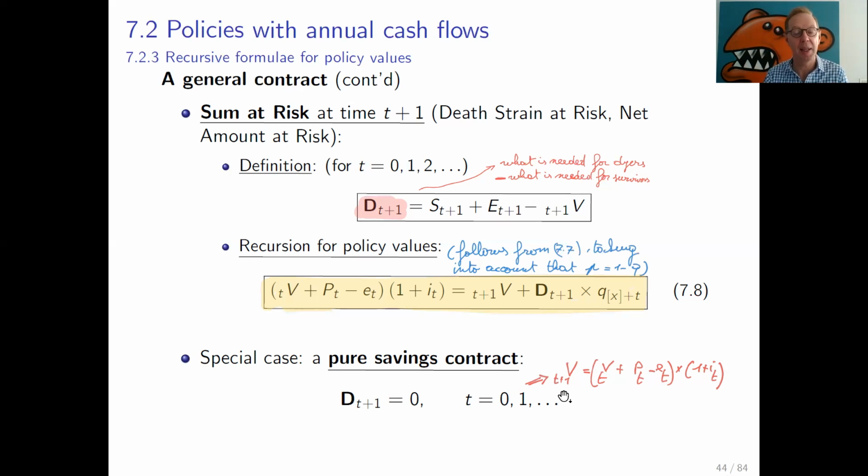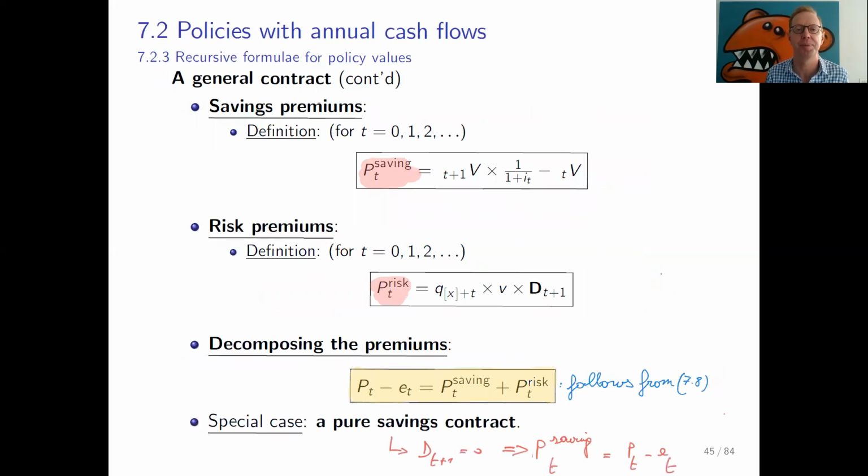So again, summarizing, if dt plus 1 is 0, meaning that the death benefit plus the related expense is always equal to the policy value that will be available, then in fact we do not really have an insurance contract, we have a pure savings contract. We can then, for this contract, also define the savings premium, which is the amount that you have to pay to bring the policy value from level Vt to level Vt plus 1.